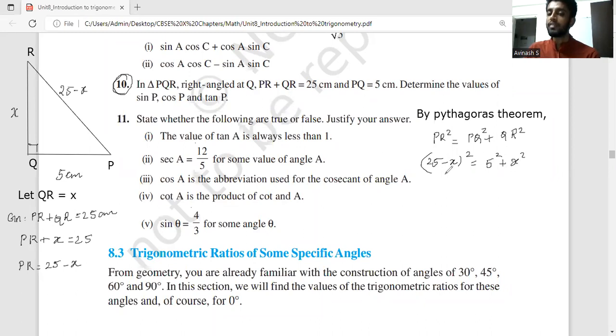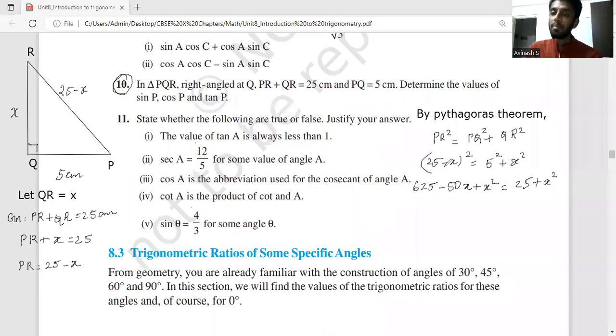Again, x square. Now the left hand side looks like a minus b the whole square. So when we expand it, you get a square, which is 625, minus 2ab, which is 50x, plus b square, which is x square, is equal to the square of 5 is 25, and then we have x square.